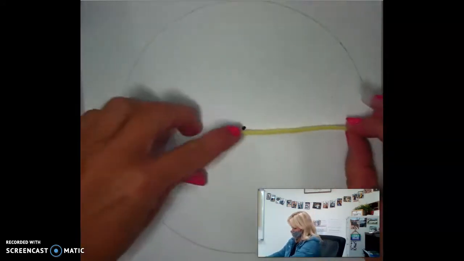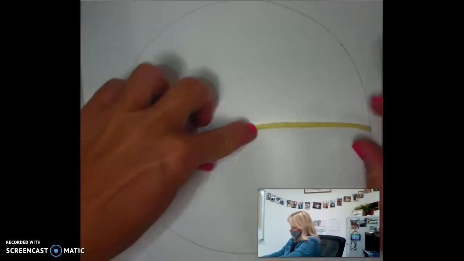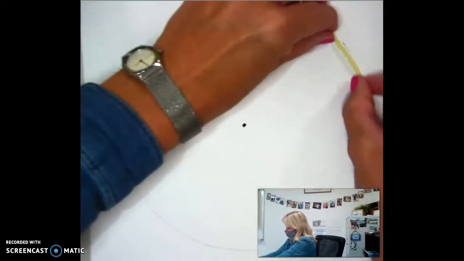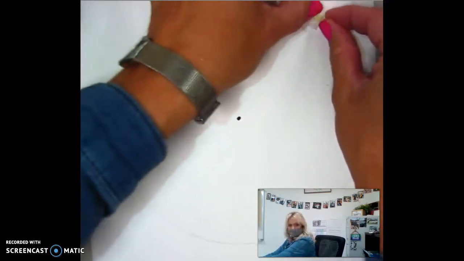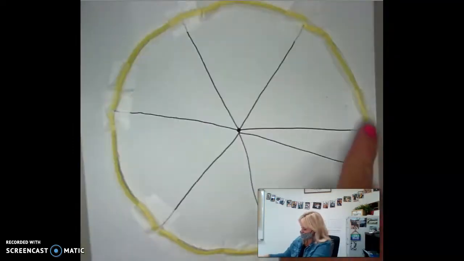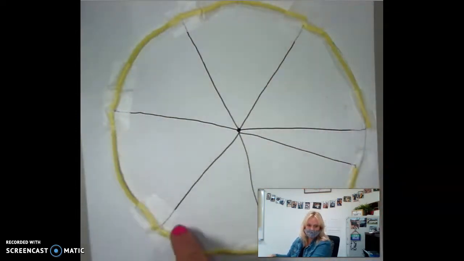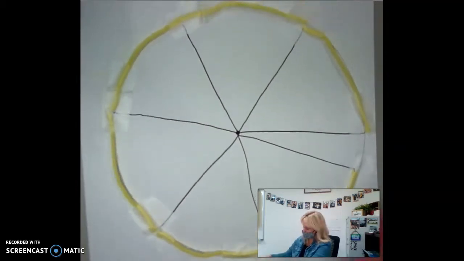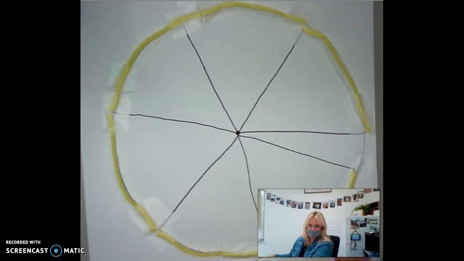I'm going to take each of these radii and tape them to the edge of the circle all the way around, because the distance all the way around the circle is the circumference. As I taped the radius all the way around, I had to keep cutting more and more. And you can see that it ended up being a total of 1, 2, 3, 4, 5, 6 with a little extra.